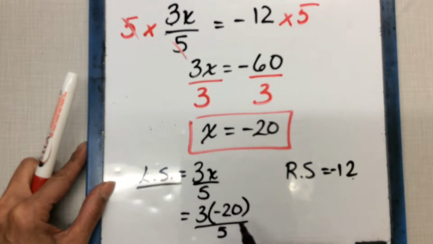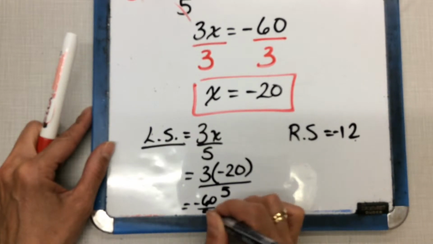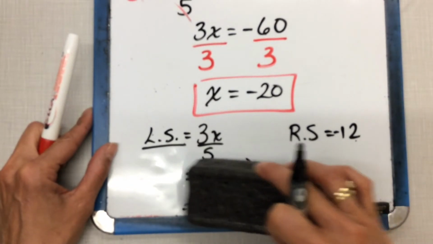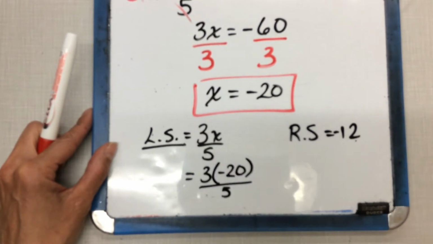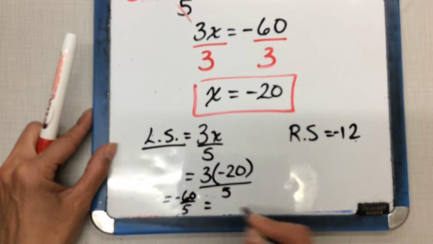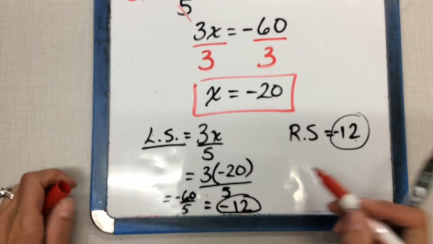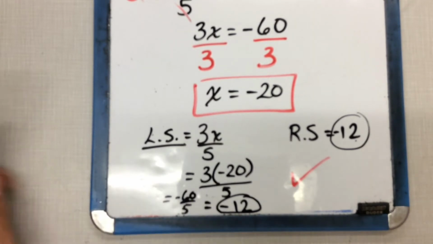So let's put this in, and again, put brackets. And if you do this, 3 times negative 20 is equal to negative 60. And negative 60 divided by 5, I'm losing a space here. Let's just add it over here. And that equals negative 12, which is what we have here, and therefore we are again correct.